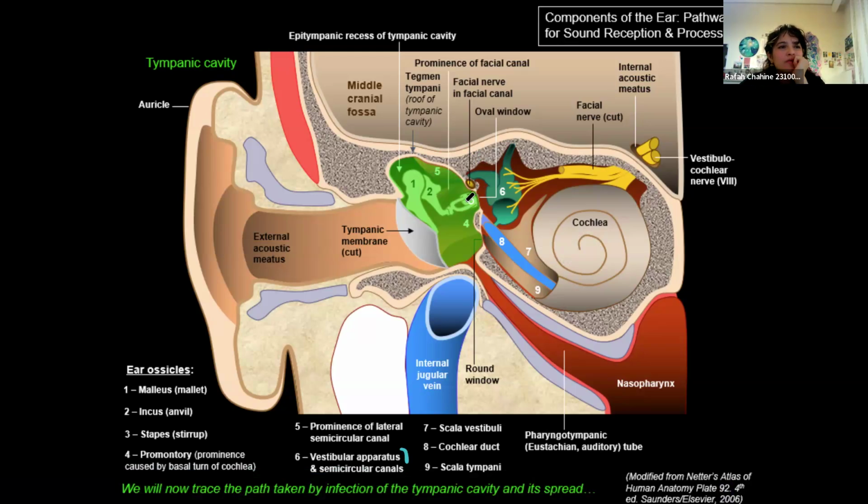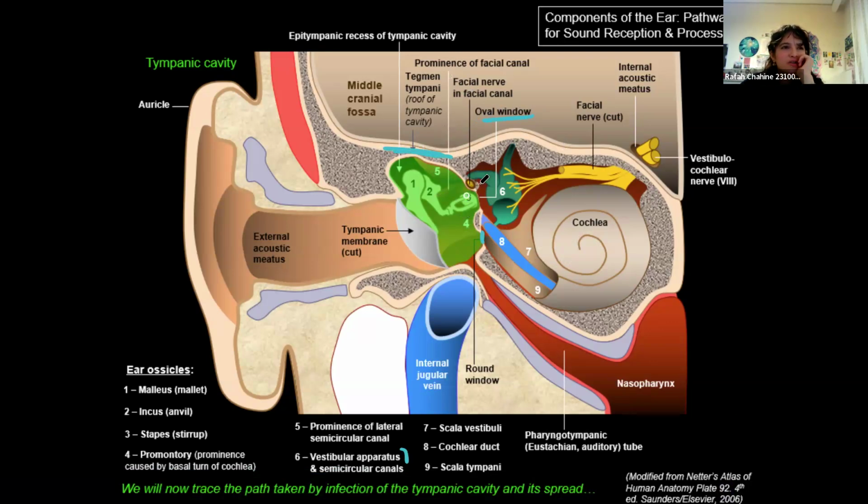Obviously in front of the stapes, we're going to have the oval window. Under that, we're going to have the round window. You can't really see it, but it's supposed to be in this area over here. This is the thin plate of bone that we call the tegmen tympani, which we said is the roof of the middle ear cavity. Then we have the facial nerve and facial canal.